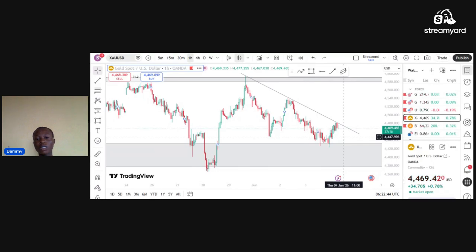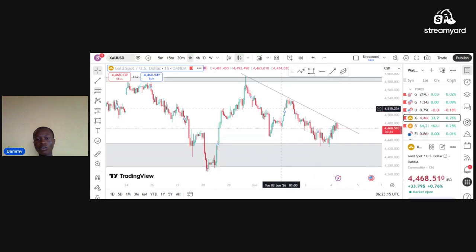Before I see a confirmation, before I can take any trade here, I will see maybe engulfing pattern, engulfing candle, or maybe a hammer or shooting star. In this case, it will be shooting star, not hammer. So now that's what I'll be waiting for. So I take a close look at gold right now.